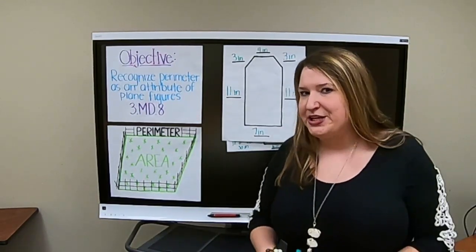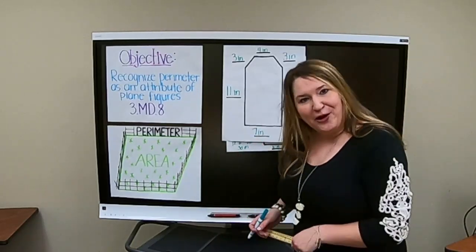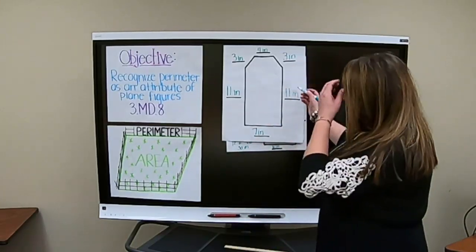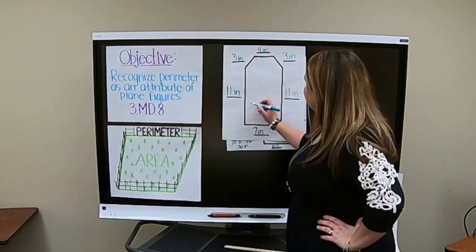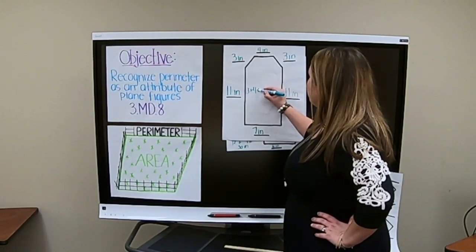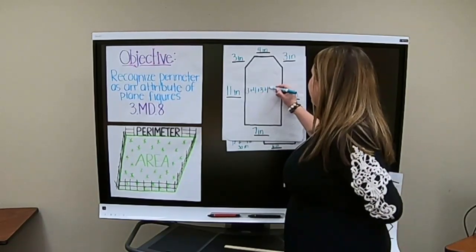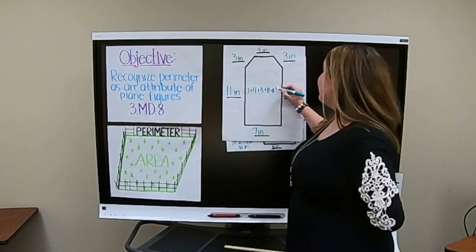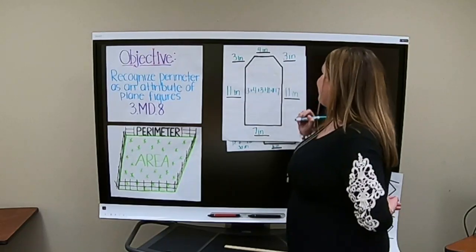I forgot. What do I do? I need to add up all the sides. Very good. So we're going to add up our sides. We have 3 plus 4 plus 3 plus 11 plus 11 plus 7.